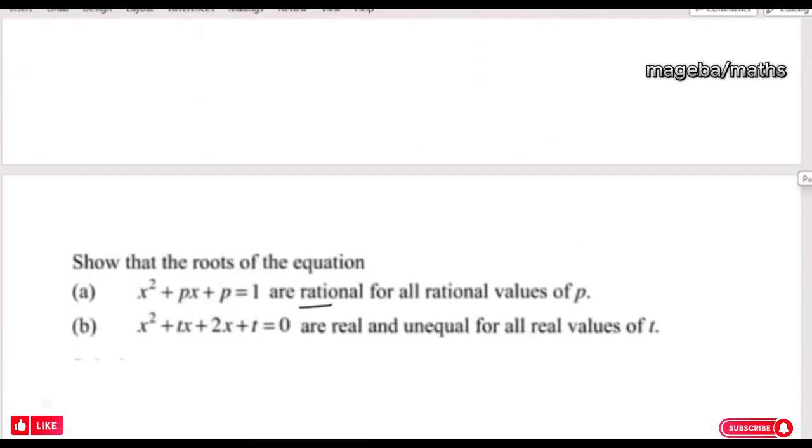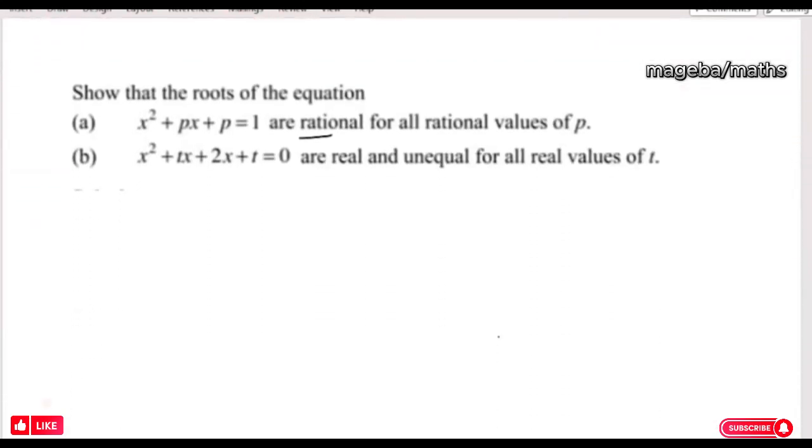Now let's go to the last question that I have here. They are telling us to show that the roots of this equation are rational for all rational values of p. We must show that. To show it is rational, remember, you must find something that is a perfect square. Now let's get going.